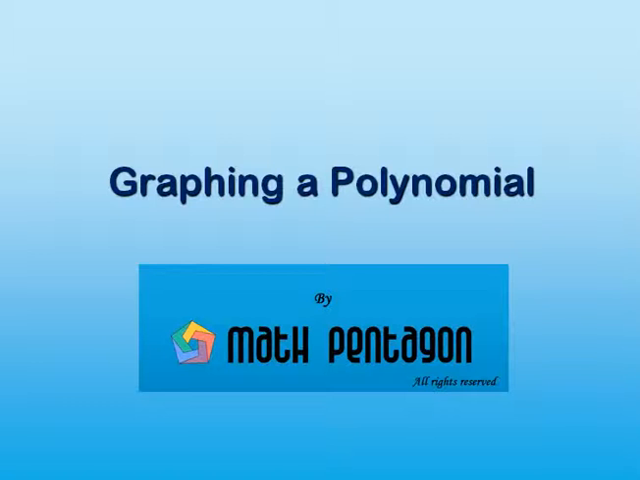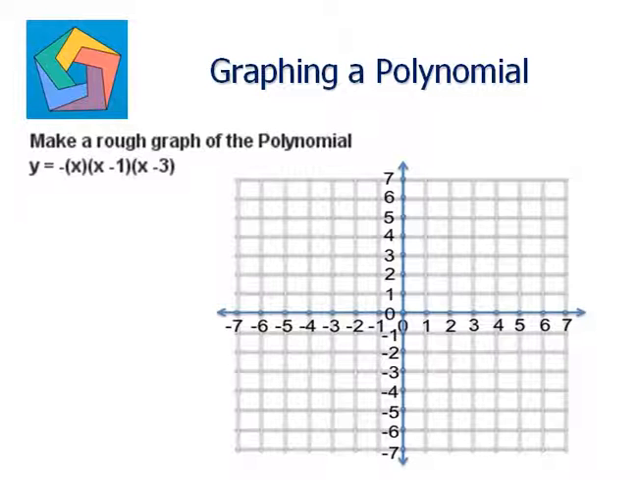Hi, today we are going to learn about graphing a polynomial. Let's look at a problem. Make a rough graph of the polynomial y is equal to negative of x times x minus 1 times x minus 3. Now in order to make the graph, first of all let's find the zeros of this polynomial.